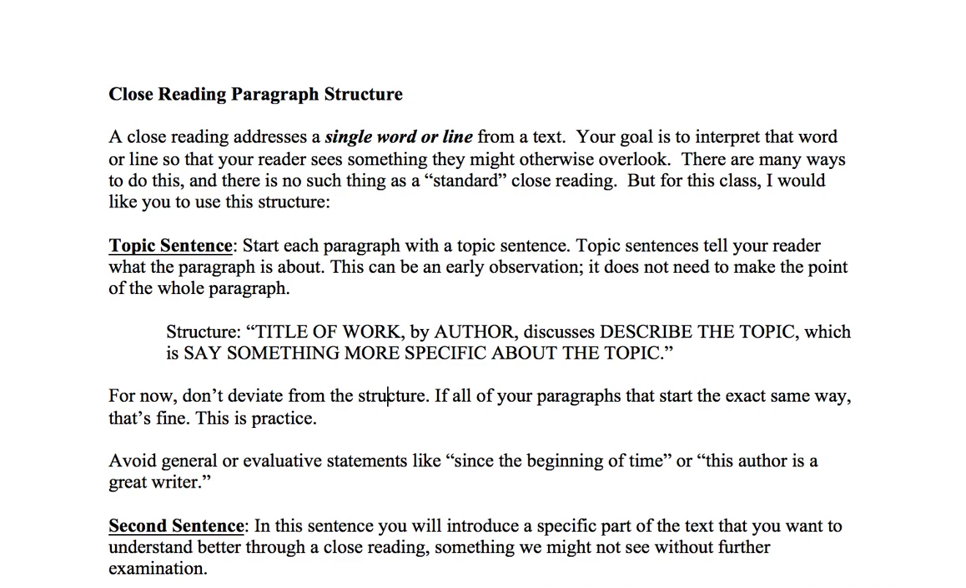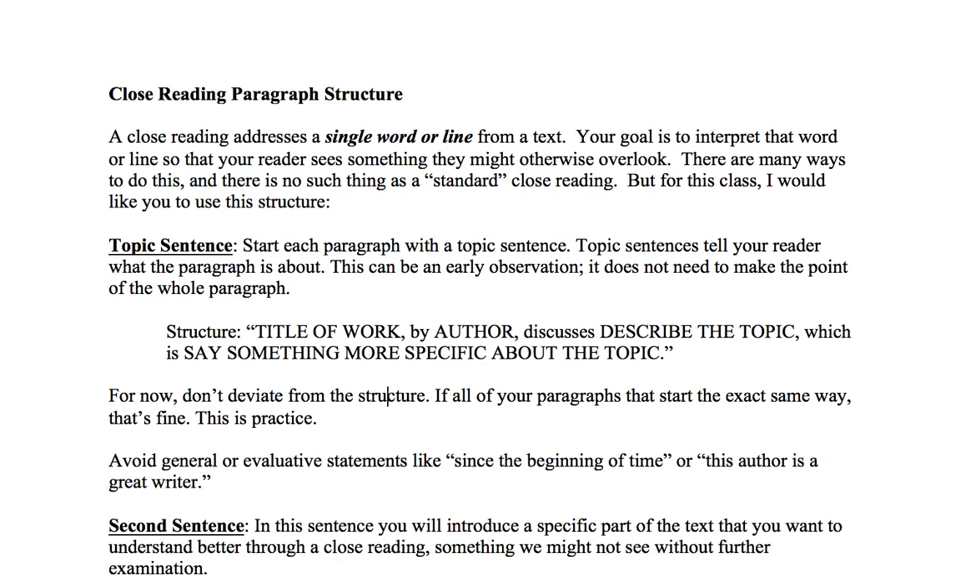A close reading addresses a single word or line from a text. Your goal is to interpret that word or line so that your reader sees something they might otherwise overlook. There are many ways to do this, and there's no such thing as a standard close reading. But for this class, I want you to use this structure.